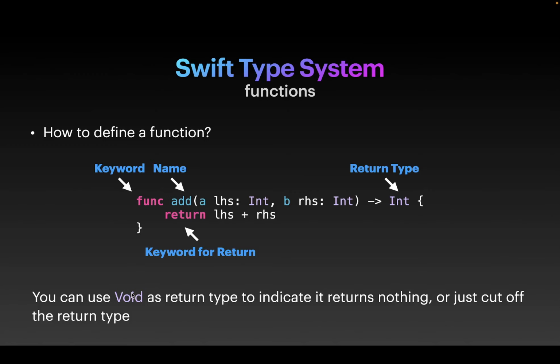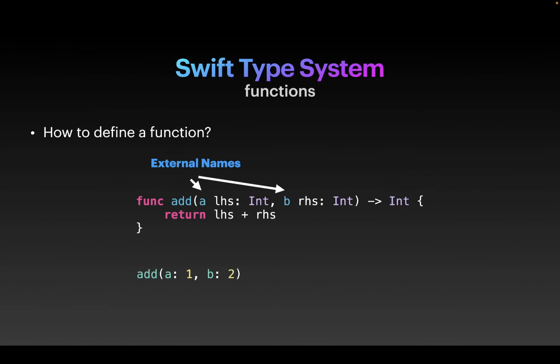And in Swift, we use Void as a return type to indicate it returns nothing. But if you don't really return anything, you can just get rid of that part. You can just end at the parentheses and don't put anything. It means return nothing, okay? But if you want to be explicit, you can go with the arrow sign and Void here, okay? That's how you indicate your function returns nothing.